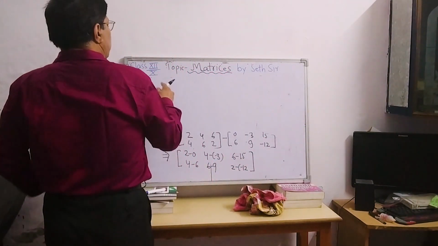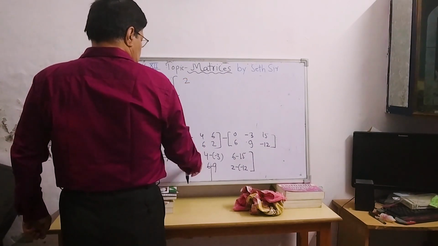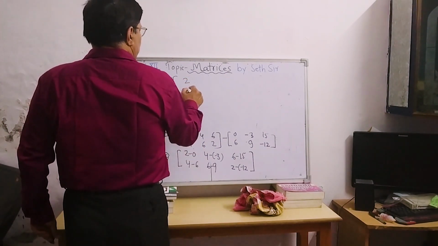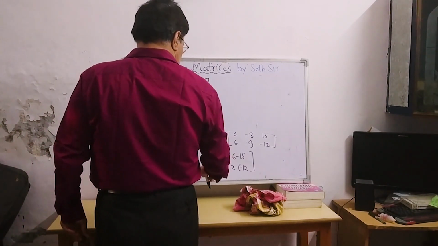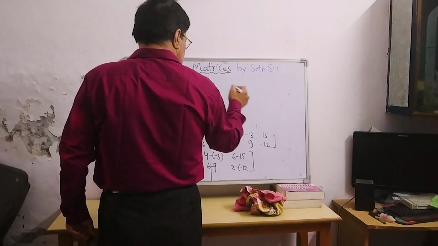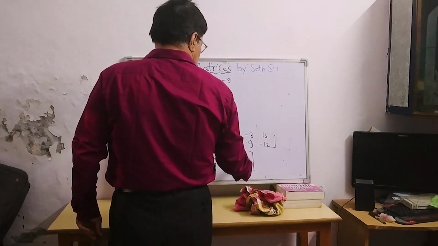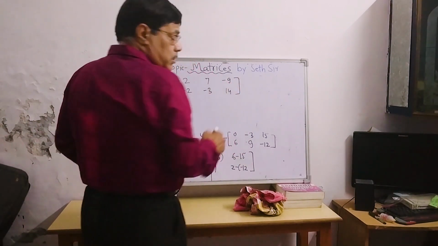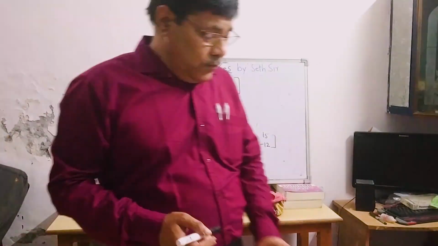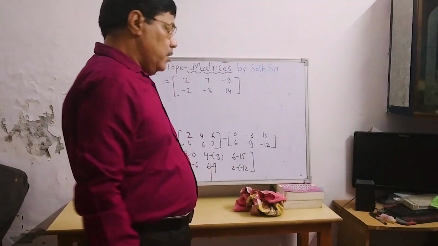So do simplification. So it will come 2, 1, 4 minus 6, minus 2 will come. Then 4 minus 3 will be 1. 6 minus 9 will be minus 3. 6 minus 15, minus 9. Then this will become plus, so this will become 4. So this is the answer of 2A minus 3B. Is this clear to you all, children?